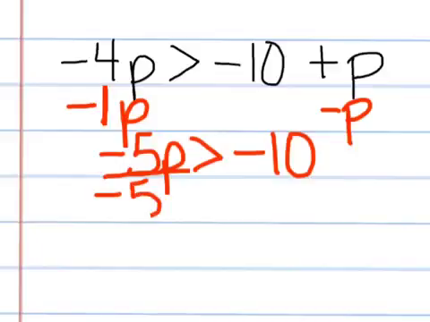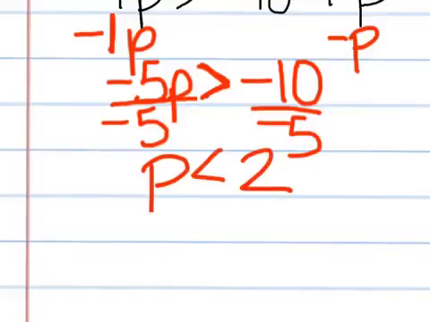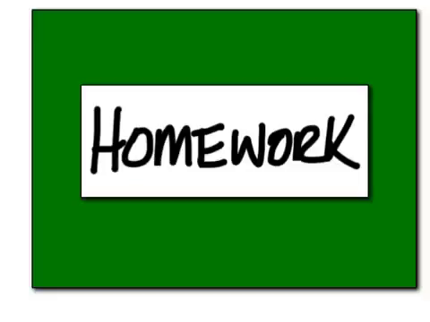Next, we want to divide by our coefficient, which is negative 5. And then that'd come out to be a positive 2. When we divide by a negative, we have to change our inequality. It's a greater than here. We need to switch it to a less than. So p is less than negative 10 over negative 5, which is 2.